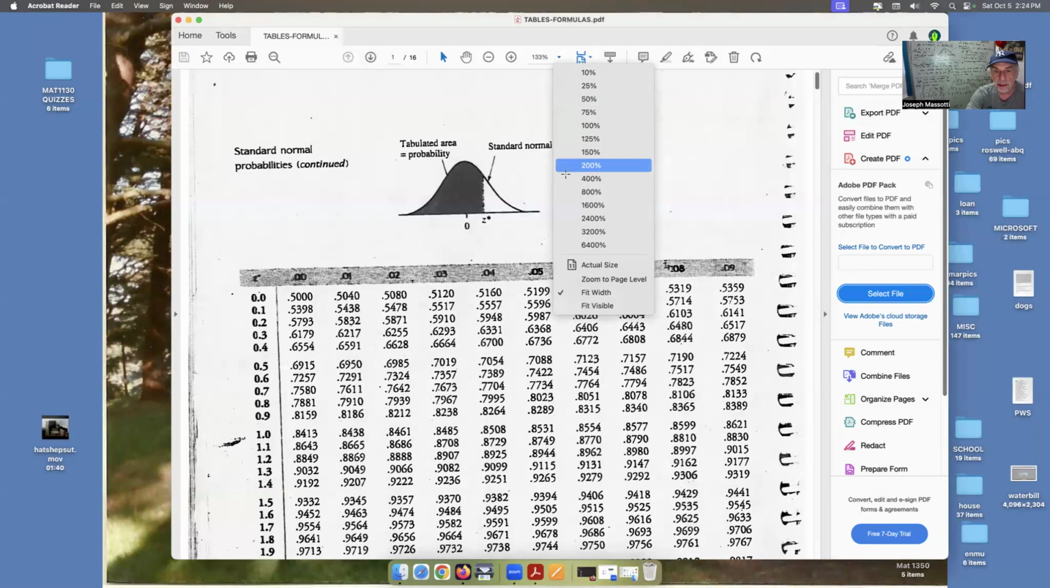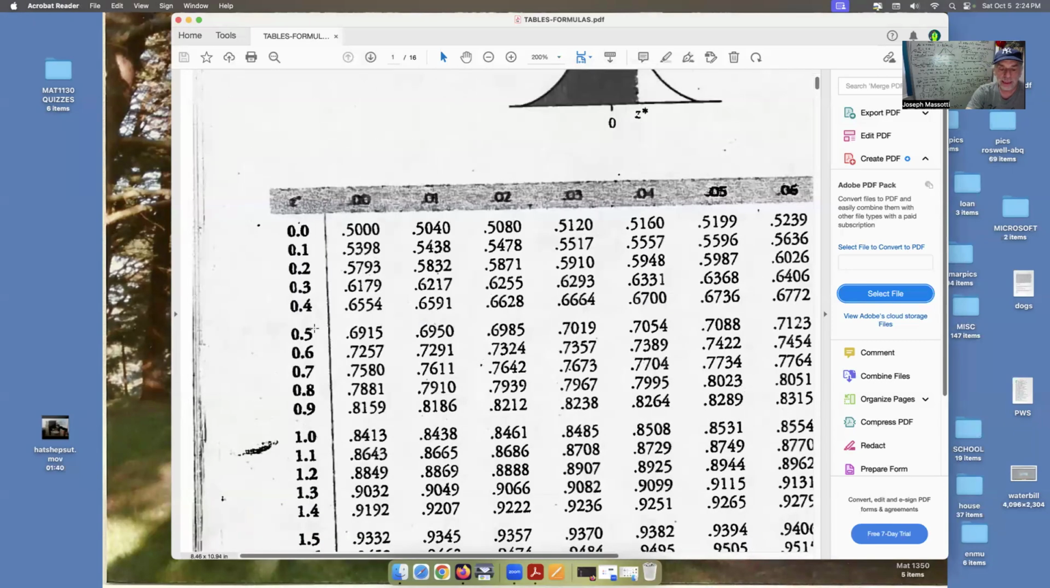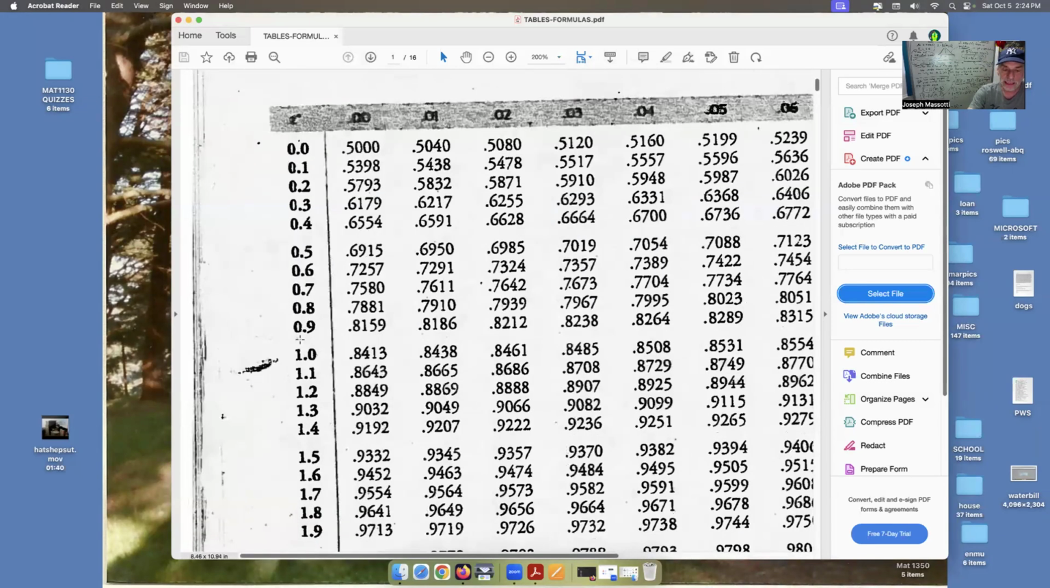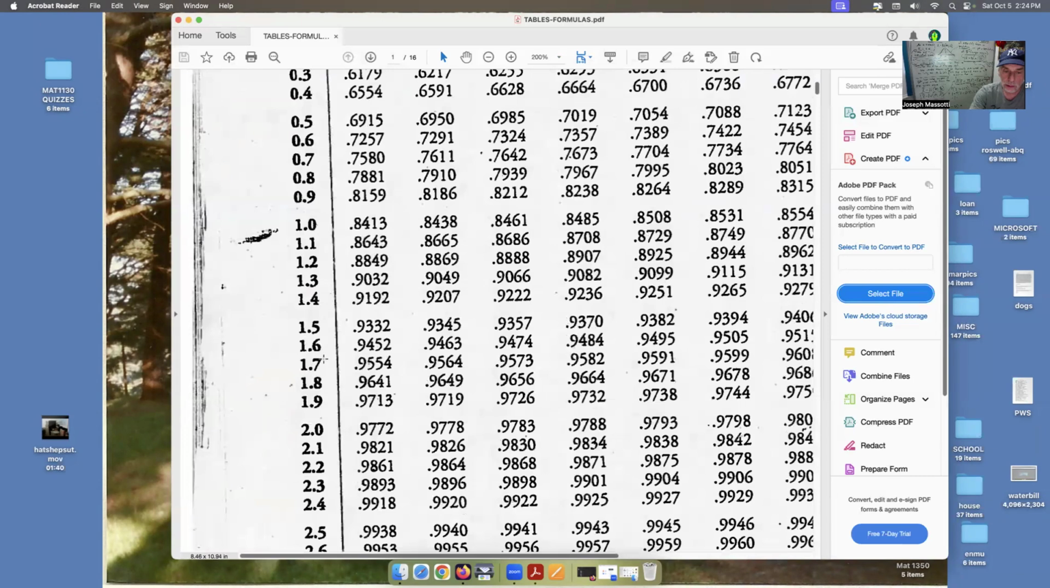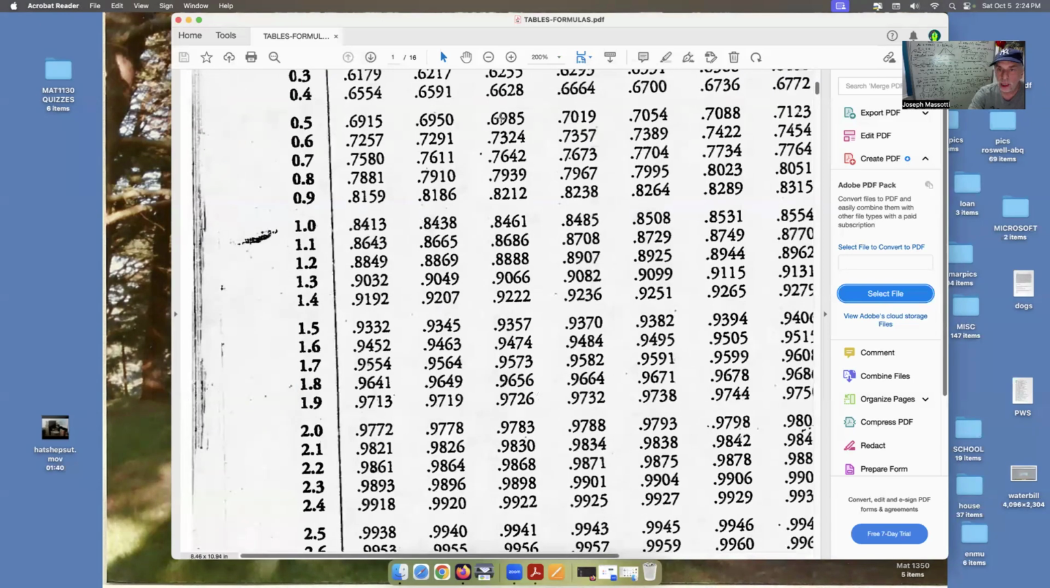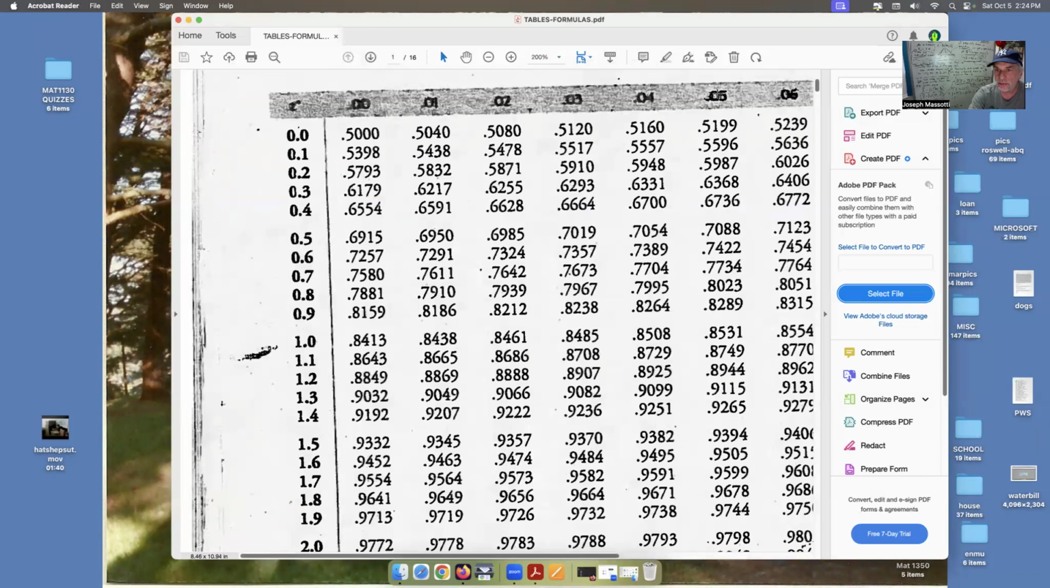Let's make this even bigger. Okay, so 1.75, here's the 1.7. We go over to the 0.05 column. We go down to the 1.7 and over to the 5, and we see .9599.